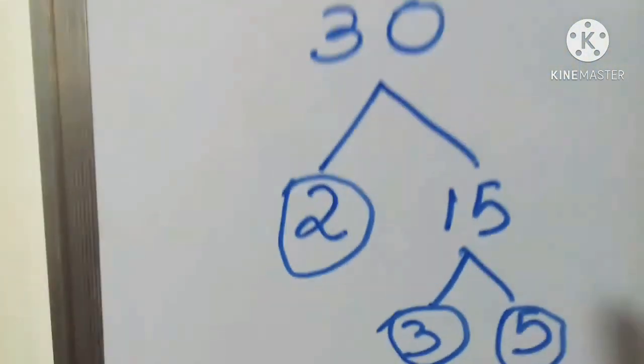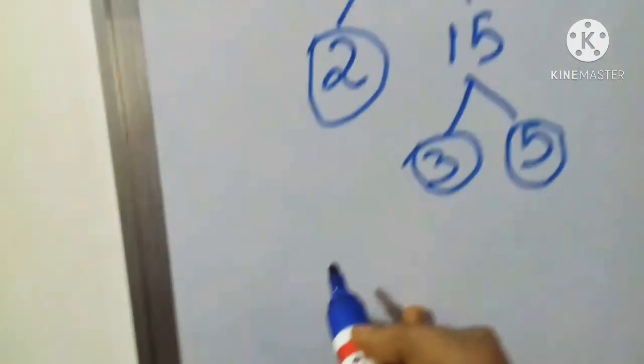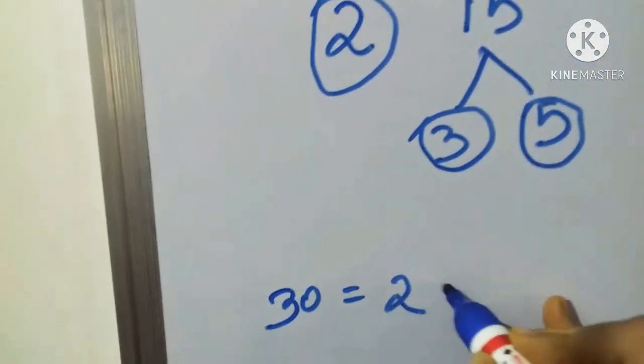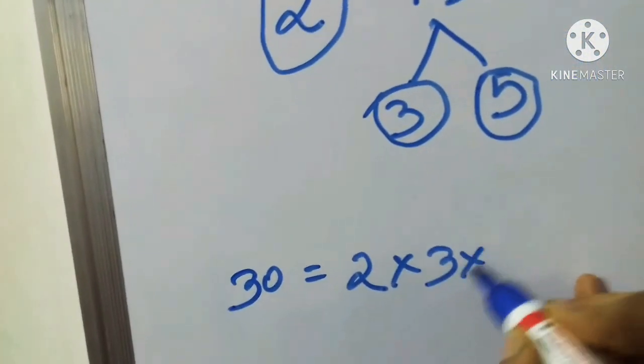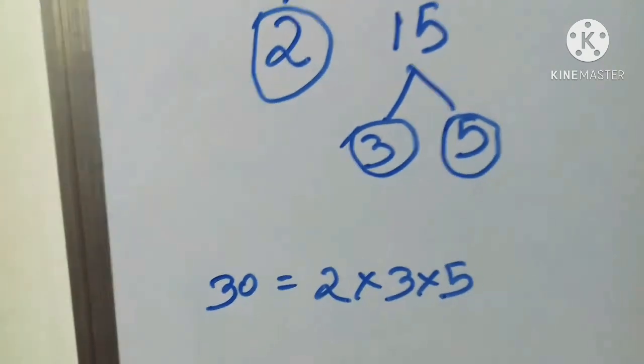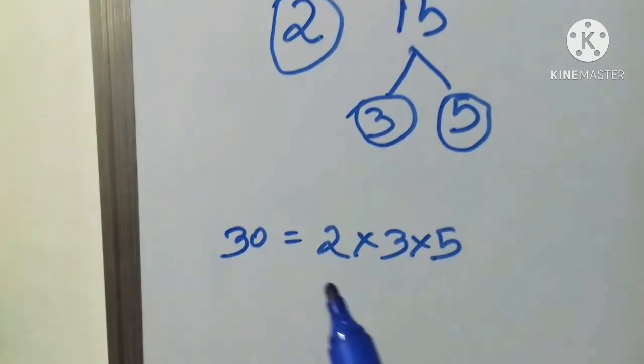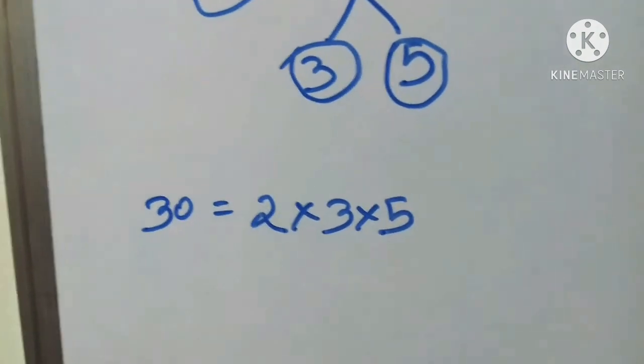Starting from here, 30 I have to write like this: 2 into 3 into 5. Prime factors of 30 will be 2, 3 and 5, and prime factorization I have to write like this.